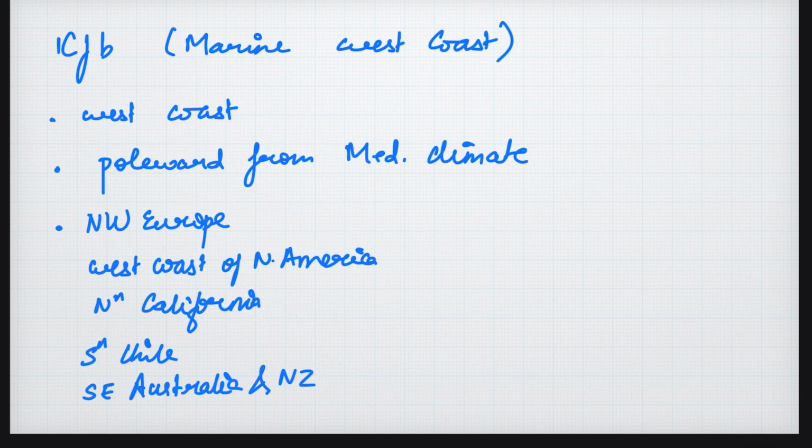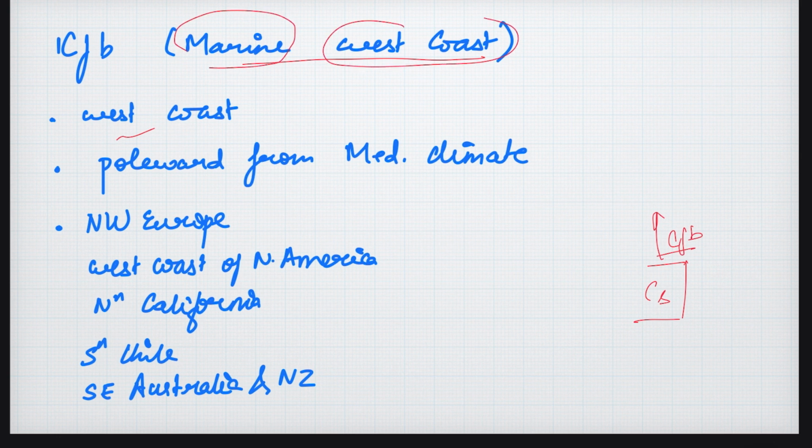Coming on to CFB, which is marine west coast type of climate. It is found on the west coast, polewards from the Mediterranean type of climate. CS is found on the west coast of the continent, and poleward from it you will find CFB type of climate, marine west coast type of climate. Marine means it will be located on the coastal area, and west coast represents the west coast of the continent. It is found in northwestern Europe, west coast of North America, northern California, southern Chile, southeast Australia and New Zealand.